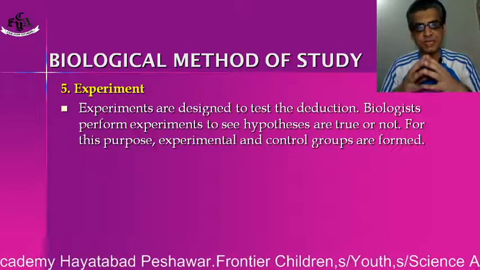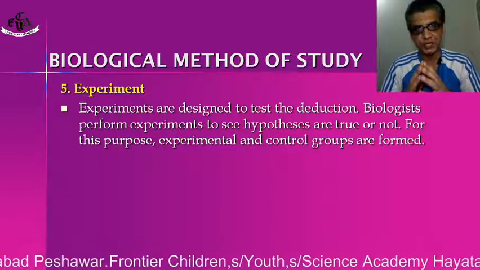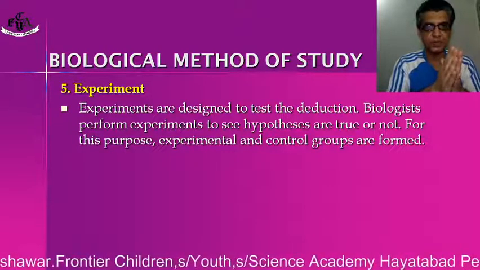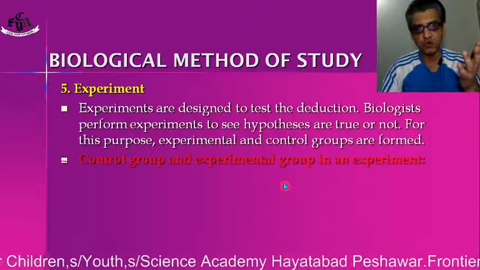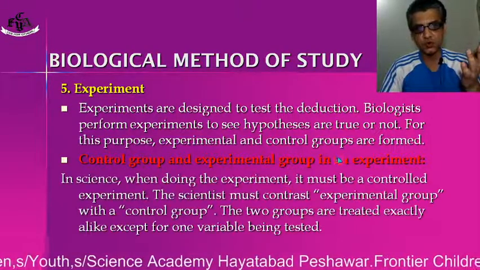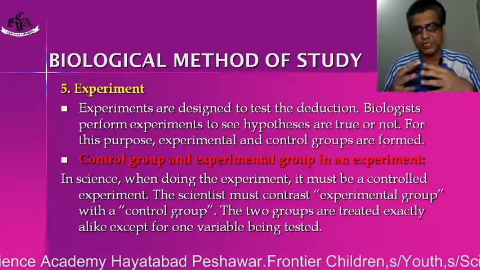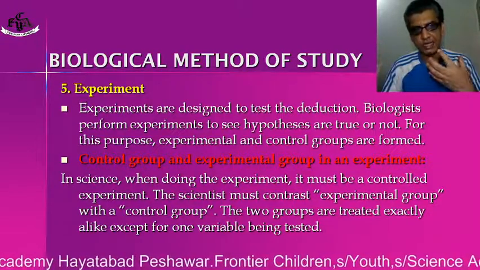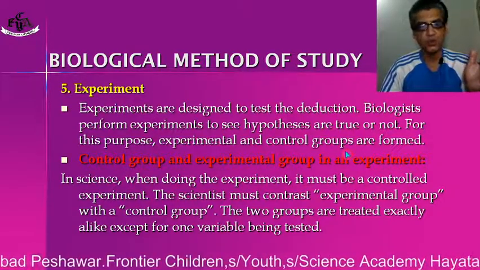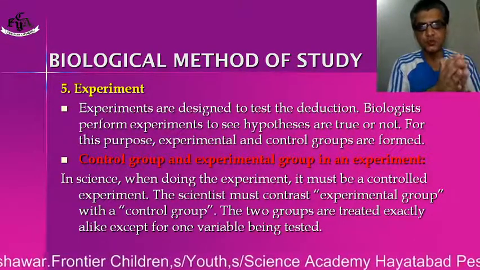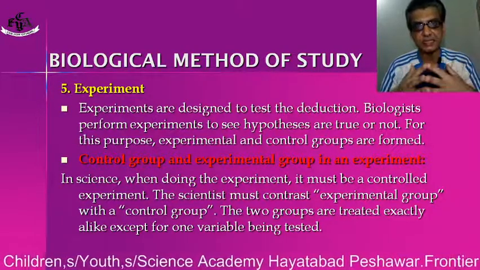For this purpose, experimental and control groups are formed. So during experimentation, two groups are set up. One is called the experimental group and another is called the control group. So what are the control group and experimental group in an experiment? In science, when doing an experiment, it must be a controlled experiment. The scientist must contrast the experimental group with a control group. The two groups are treated exactly alike except for one variable being tested.